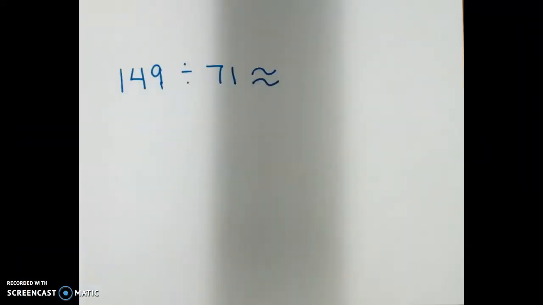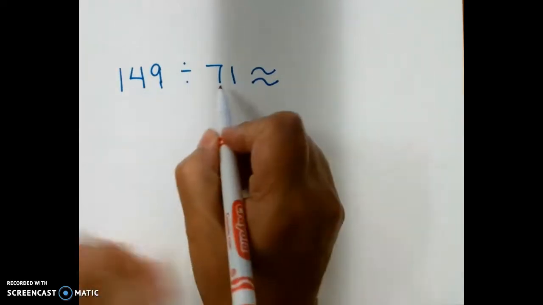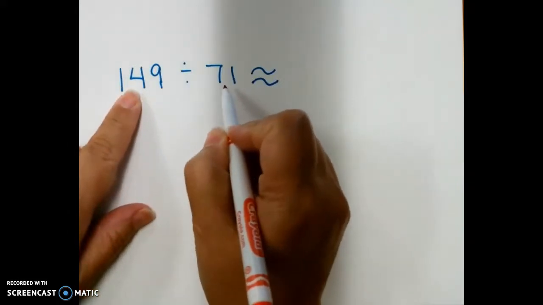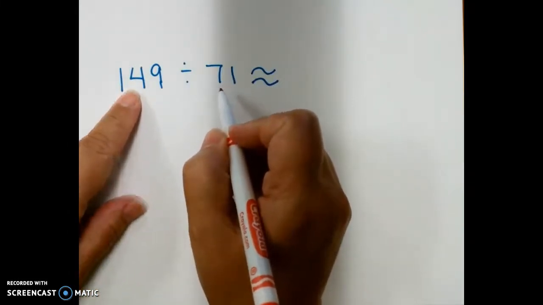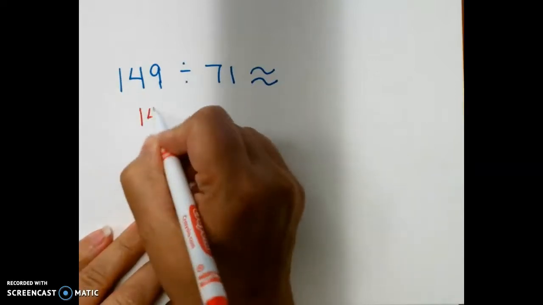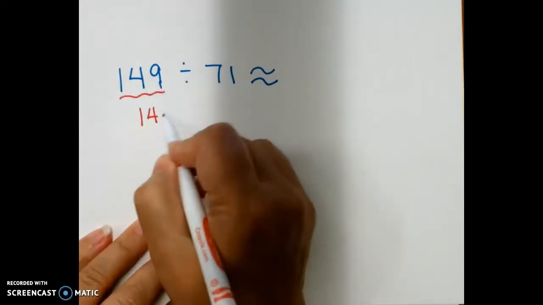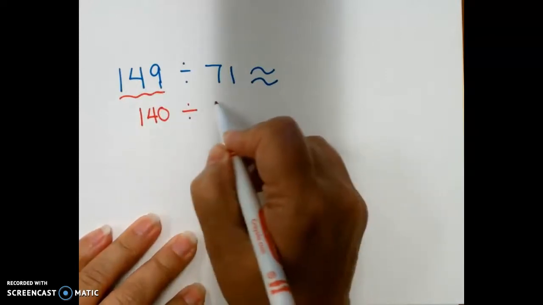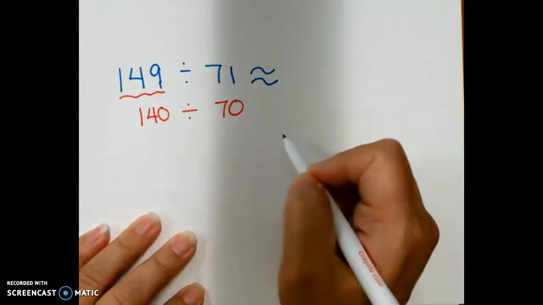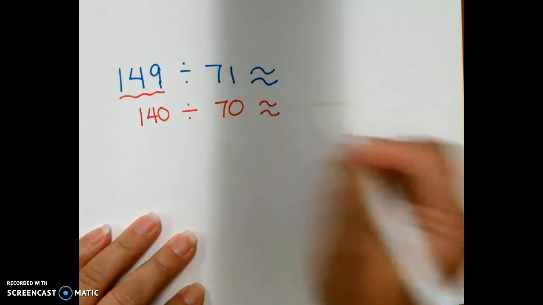Okay, so the next problem we're going to look at is 149 divided by 71. Now, normally I would say when we round 149 to the nearest 10, we would round it to 150. But what do I know about 14 and 7? I can divide those two numbers pretty easily. So I would round 149 to 140 and 71 to 70 to give me a good estimate.